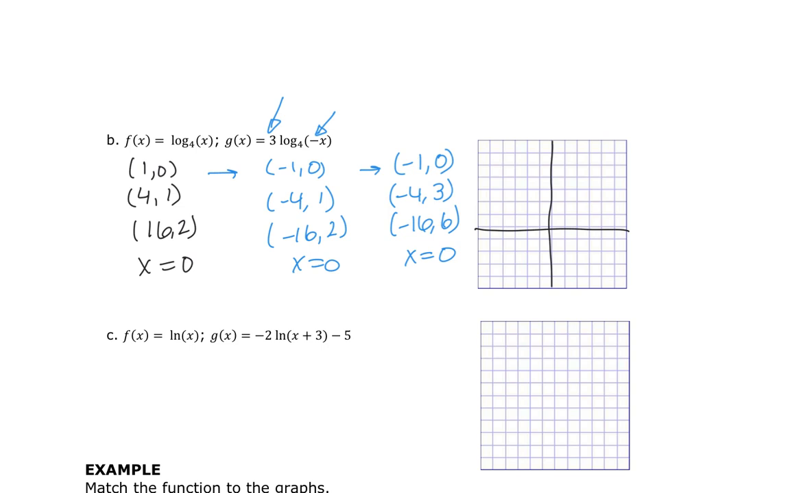My parent function here is 0, 1, 2, 4, and then the one that's way out here would have looked like this. Here's my parent function. My transformed function would have gone through this one, and then one way out here. And so there is my transformed function.